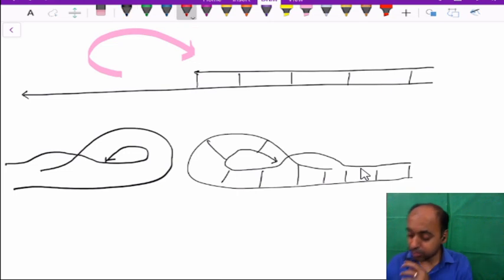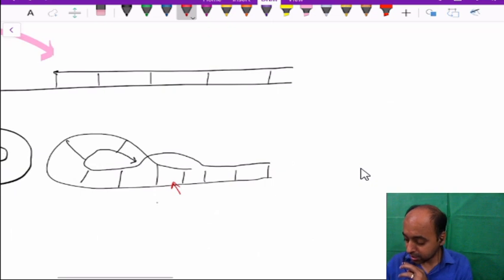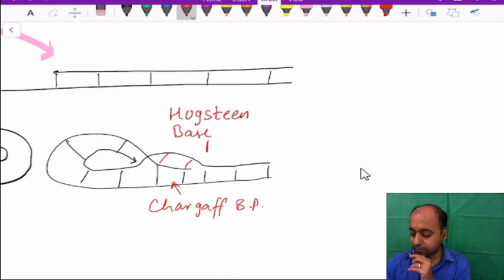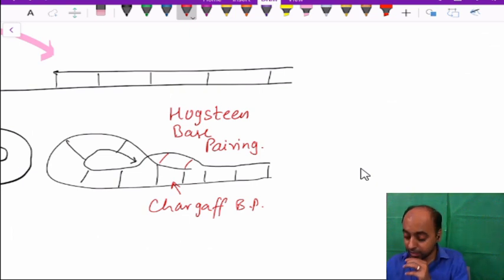One more point to note is the pairing that we see here is the Chargaff base pairing. In addition to this Chargaff base pairing, there is a non-specific pairing at the other end also. This is described as the Hoogsteen base pairing. So where do you find the Hoogsteen base pairing in the DNA? The answer is the telomere.